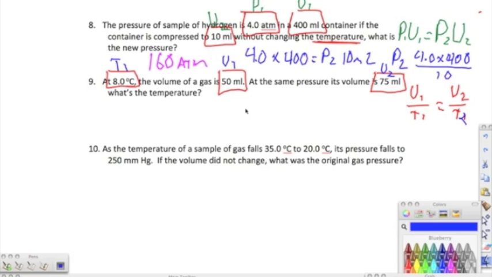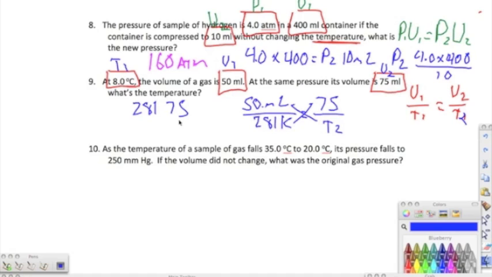So we set it up. We put our 50 milliliters on top, and then our 8 degrees Celsius, which remember we always change to Kelvin by adding 273, so that comes out to 281 Kelvin. It equals our V2, which is 75, and we're searching for T2. Guys, remember when we're doing this, cross multiply and then divide. So we have 281 Kelvin times 75, all divided by 50 milliliters, and we should get an answer of 421.5 Kelvin for our temperature.